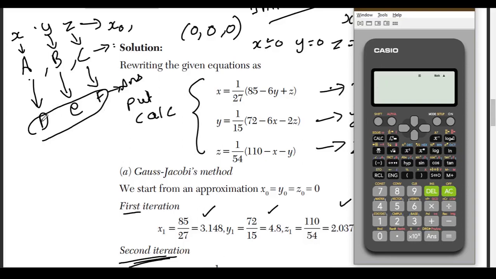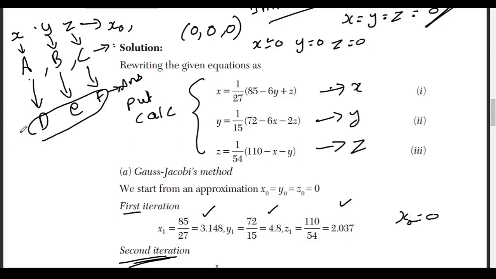These are the values we know. These three are x1, y1, and z1. We have to use them in the next equation. We have to use these three values in the main x1 equation, which we have already typed.